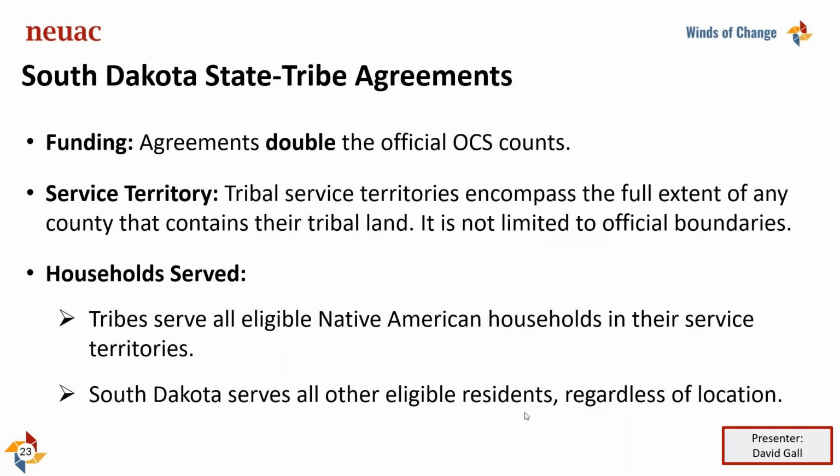The agreement between South Dakota and the tribes doubles the official OCS count and was last updated in 2014. The agreement also has a hold harmless clause that if the tribe's funding percentage decreased based on the updated OCS count, the previous agreement's percentage would be used. Each tribal service territory encompasses the full extent of any county that contains their tribal land and is not limited to official boundaries. The tribes serve all eligible Native American households in their service territories. South Dakota, the state, serves all other eligible residents regardless of location.